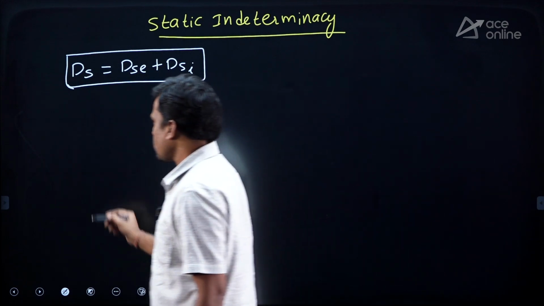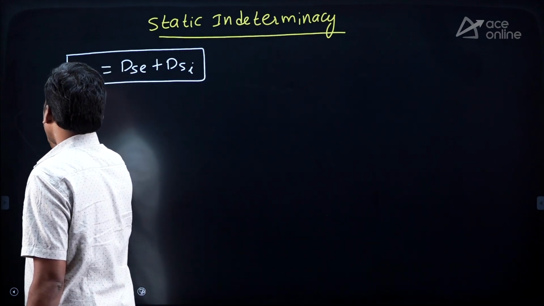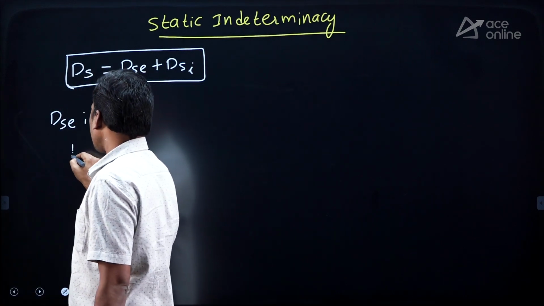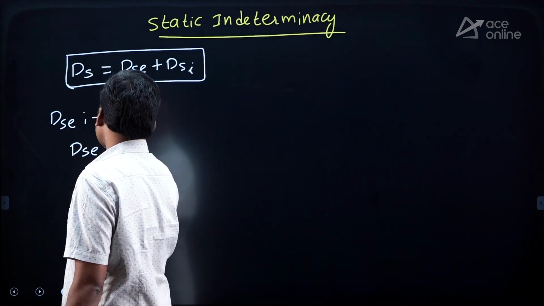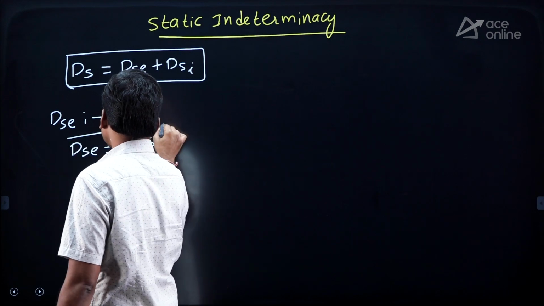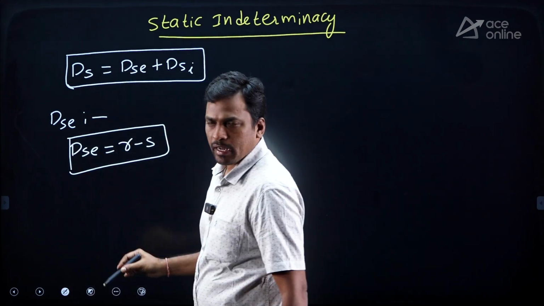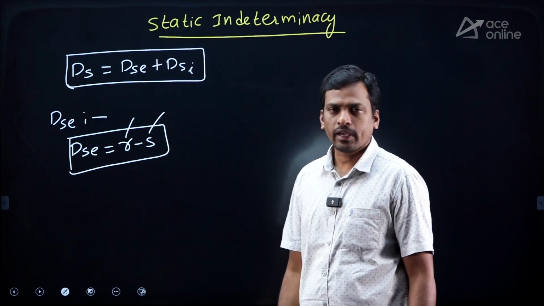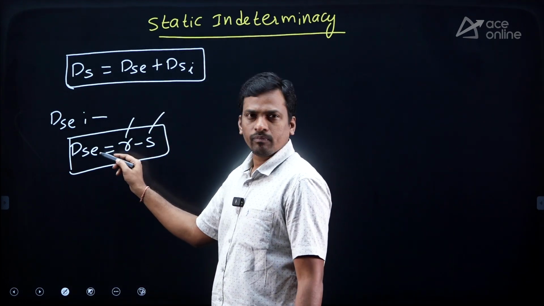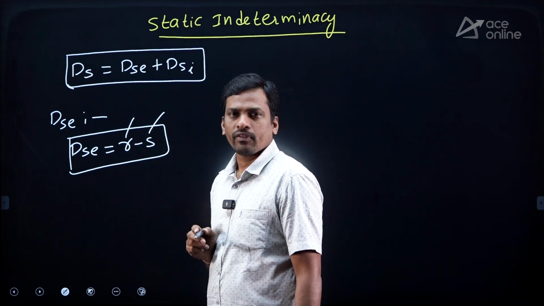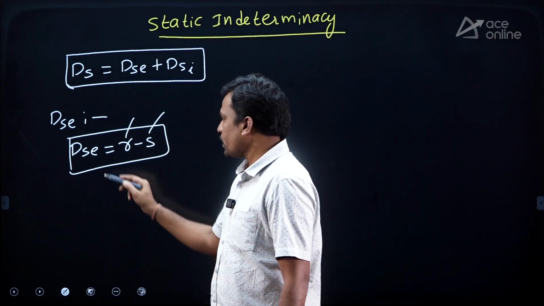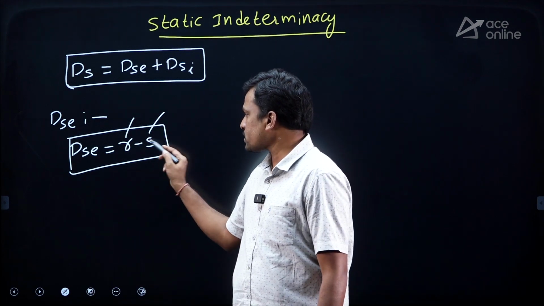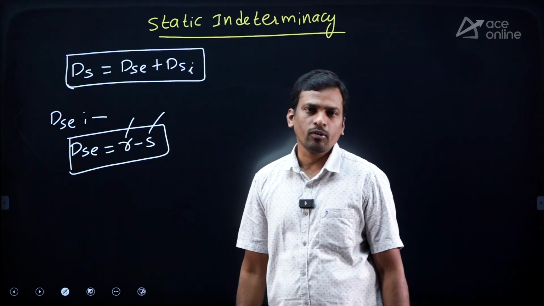Okay, then students, how to find the Dse? I gave a few cases, right? What is the Dse formula? It is r minus s only, right? In the first chapter I explained number of reactions and number of equilibrium equations. If it is a beam, pin jointed plane frame, or rigid jointed plane frame, the Dse formula is the same, that is r minus s only, where r is number of reactions and s is number of equilibrium equations.